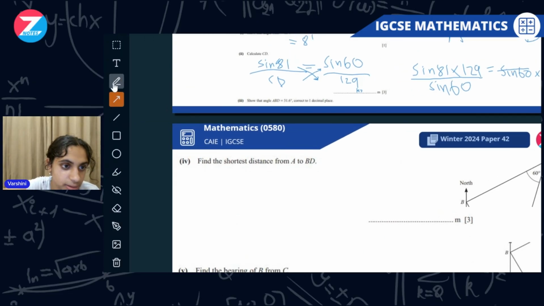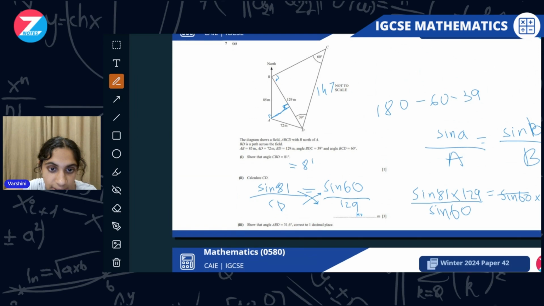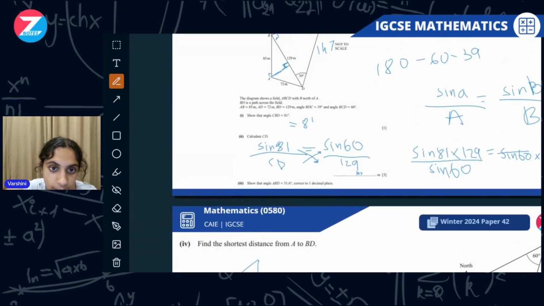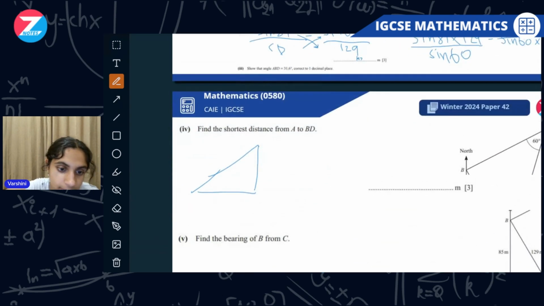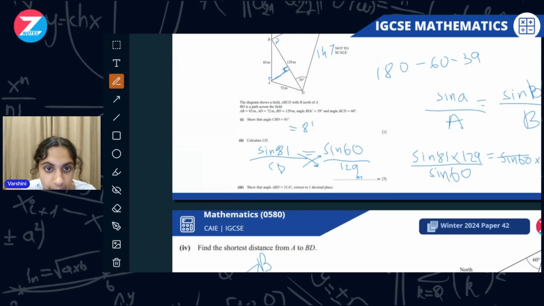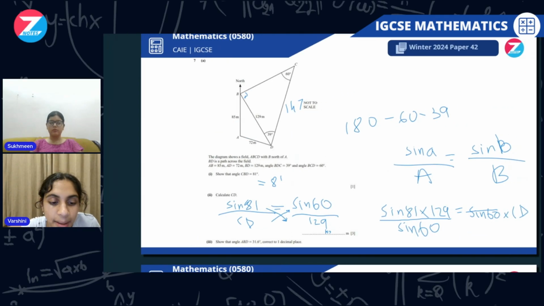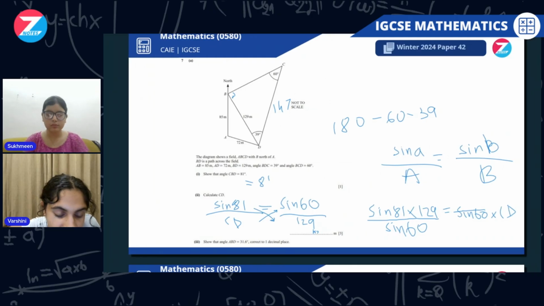You can draw this right angle triangle over here with this as the right angle. A and B. So, and we want the shortest distance from A to, we want this, and we know this is 85. Okay, part 3. Show that the angle ABD equals 31.6.